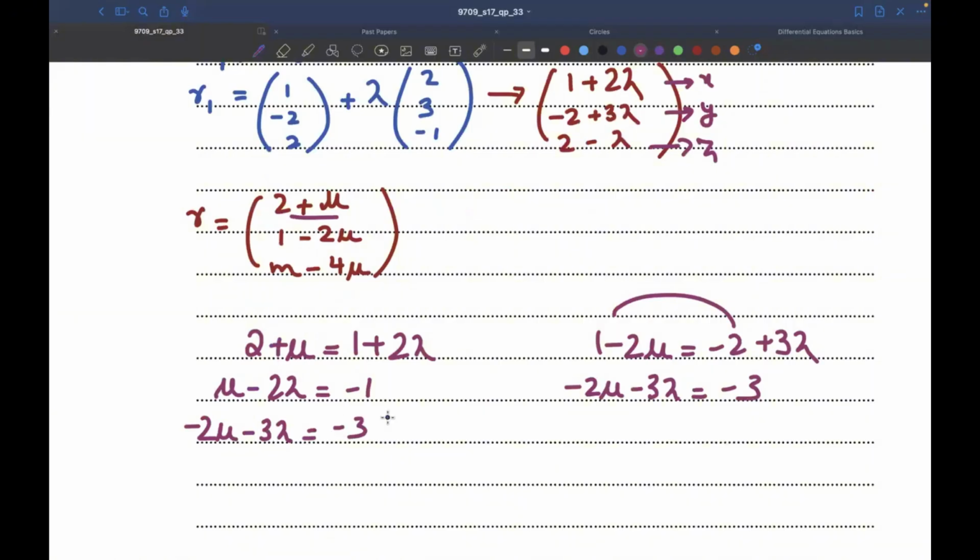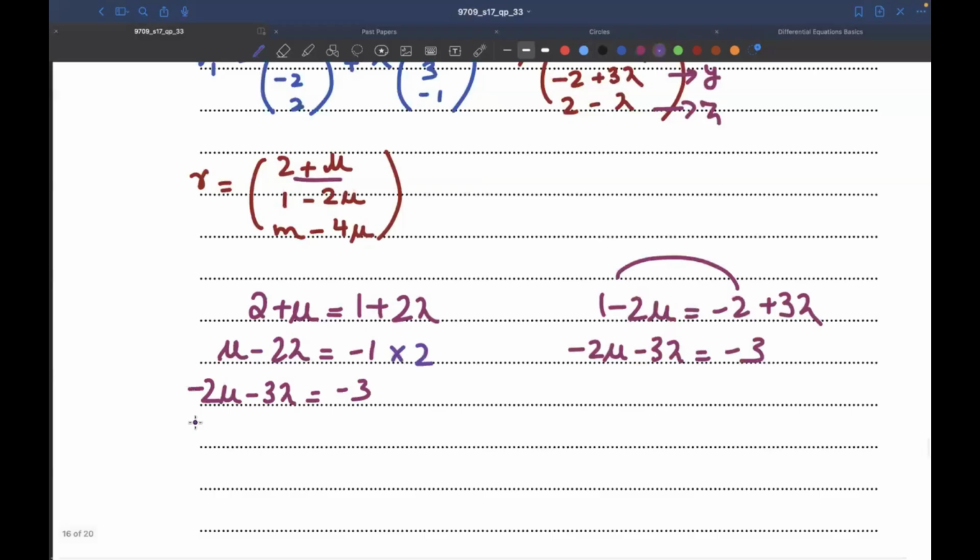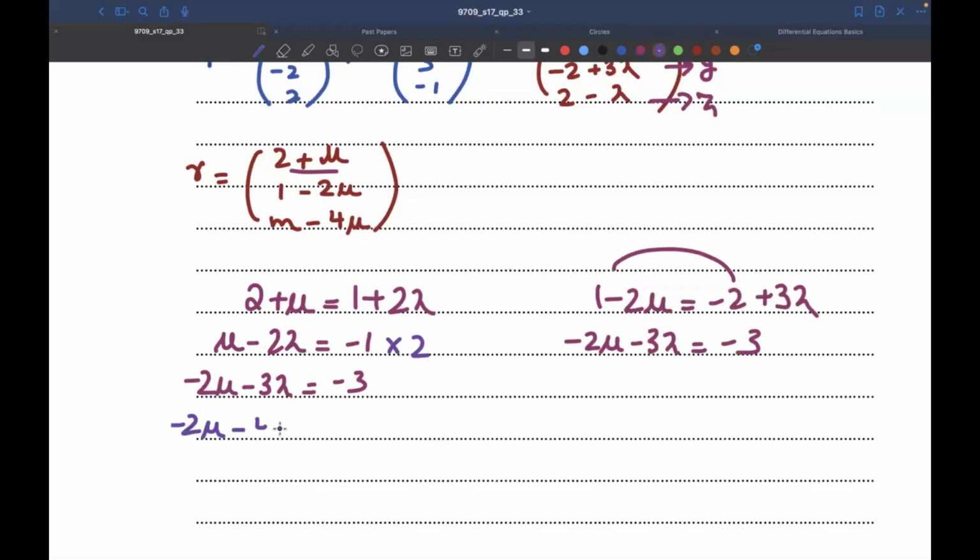Solving this simultaneously, we multiply the first equation by 2. We'll get 2 mu minus 4 lambda equals minus 2. So we'll have positive 2 mu as we are multiplying this equation. This will cancel out. Minus 3 minus 4 is minus 7 lambda, and that is equal to minus 3 minus 2, which is minus 5. So lambda is 5 upon 7.